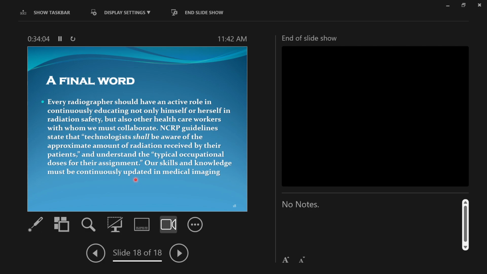When I gave you your radiation safety binders, if you looked inside those, I forget if I put it in the front of the binder or in a sleeve, but I gave you a page that has doses per exam. Like it'll list an exam and it gives the dose for that exam, and it should have been in that binder. I'll bring it up in a little bit here so you can see the page that I'm talking about and look for it. But that page is important because it tells you what the dose is per exam, and as a radiographer, you shall be aware of the approximate amount of radiation received by your patients. You should know what your patients are getting on average and understand the typical occupational doses for your assignment.